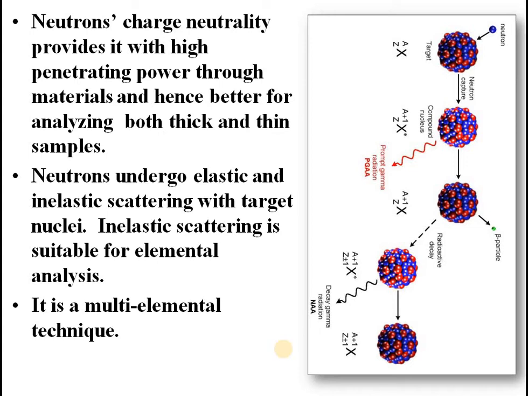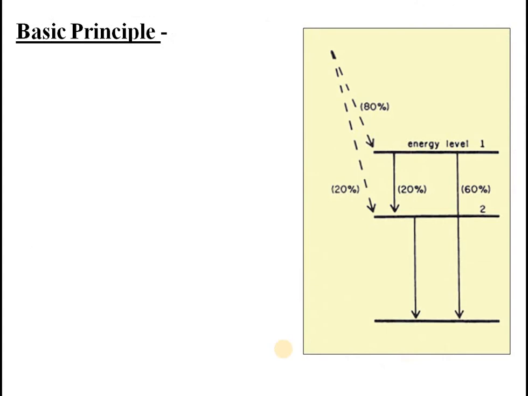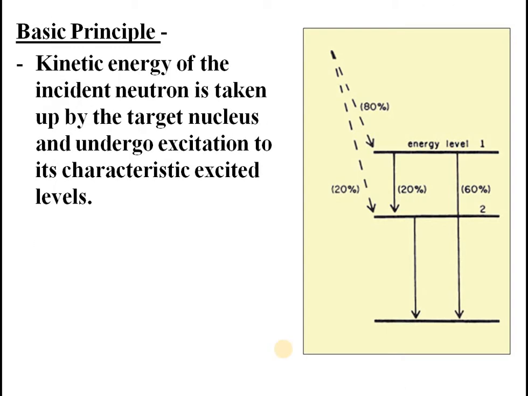Picogram means 10 raised to minus 12 gram. This is an extremely small value, still identifiable using this technique. It's a striking, interesting aspect of neutron activation analysis. What is happening is that the kinetic energy of the incident neutron is taken up by the target nucleus and it undergoes excitation to its characteristic excited levels.